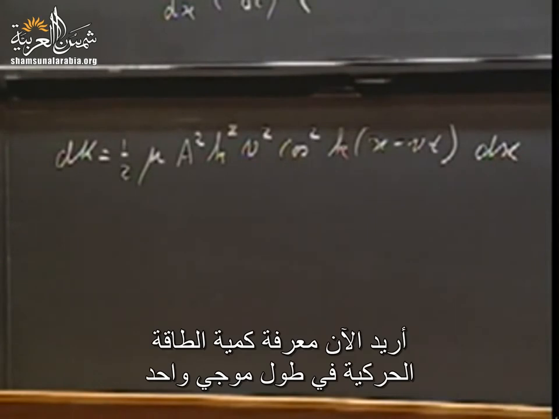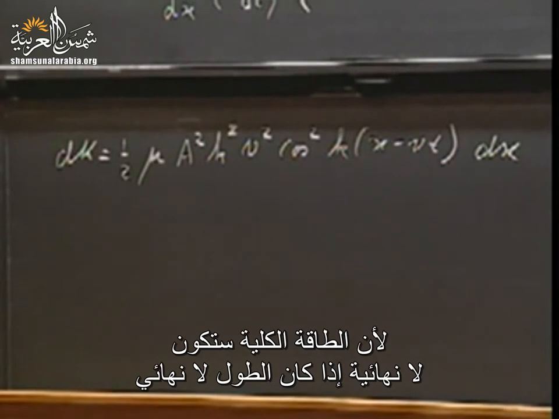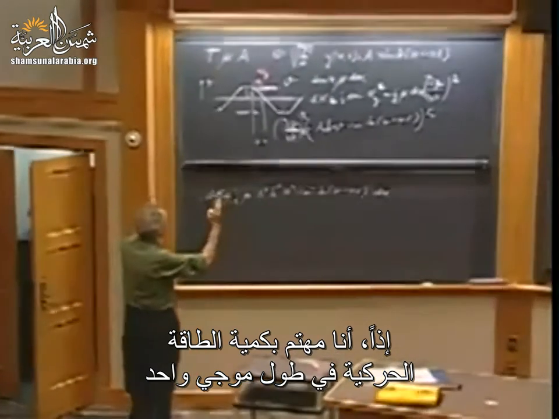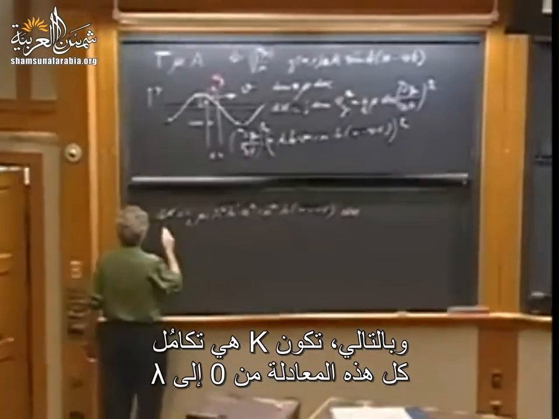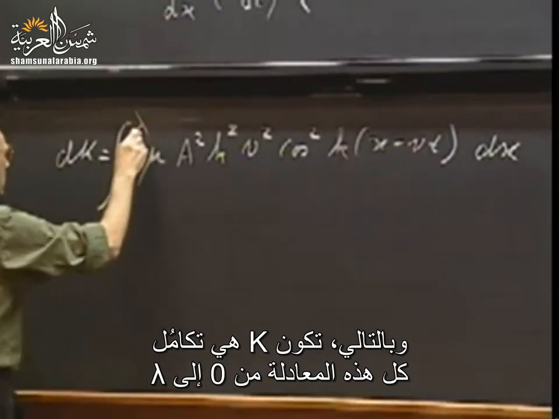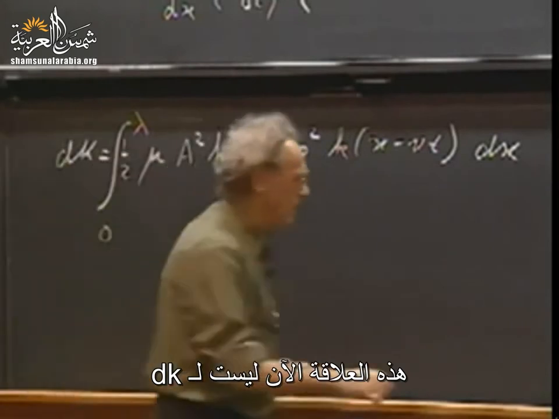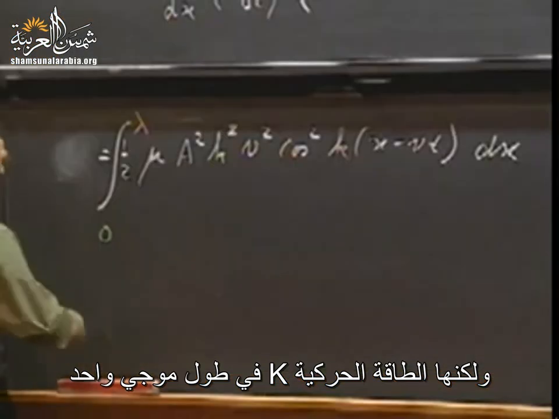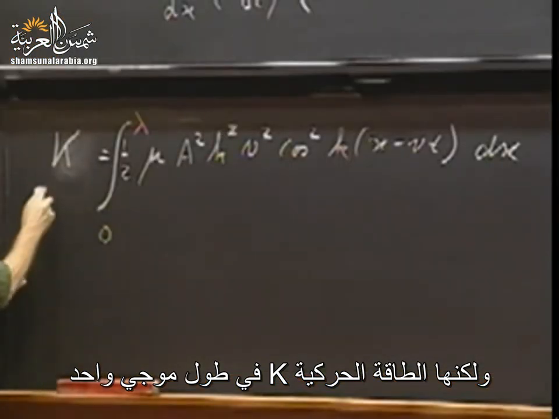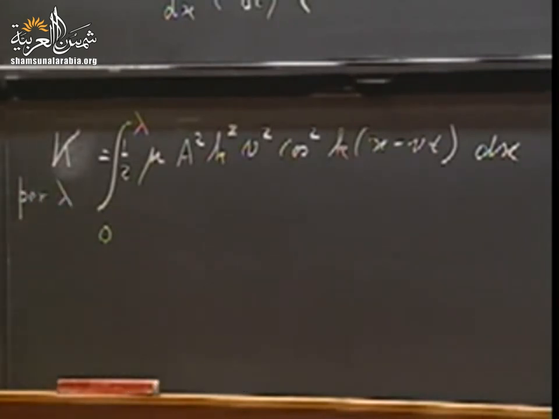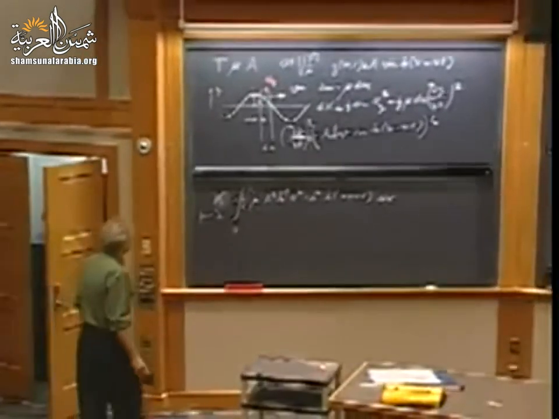And I now want to know how much kinetic energy there is in one wavelength. Because the total amount of energy, if this is infinitely long, is of course infinitely high. So I'm interested in the amount of kinetic energy for one wavelength. And so that K then is the integral of this whole thing from 0 to lambda. So that now is no longer dK, but that now is K, provided that you realize that it is kinetic energy per wavelength. So I only do it for one wavelength. All right.